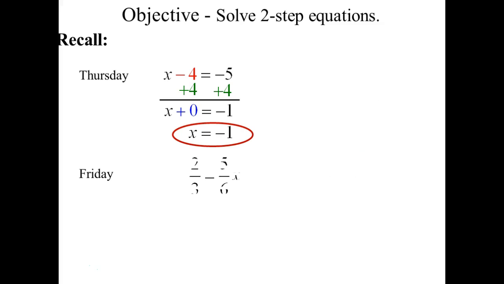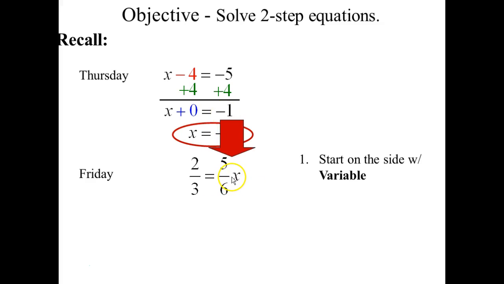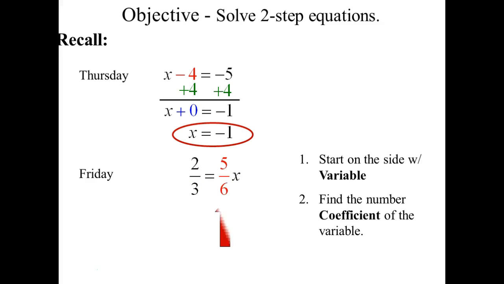And then Friday, very similar. Start on the side of the variable, and note that this was multiplication. And that was important, as we saw in the warm-up, because if you don't see the difference between addition, subtraction, and multiplication, you might accidentally do a reciprocal when you're not supposed to. So here, it is multiplication. Anytime a variable is right next to a number, that's multiplication. The number in front of the variable is called the coefficient. So the coefficient here is 5/6. And the way to cancel this out, so to speak, was to multiply by its reciprocal.